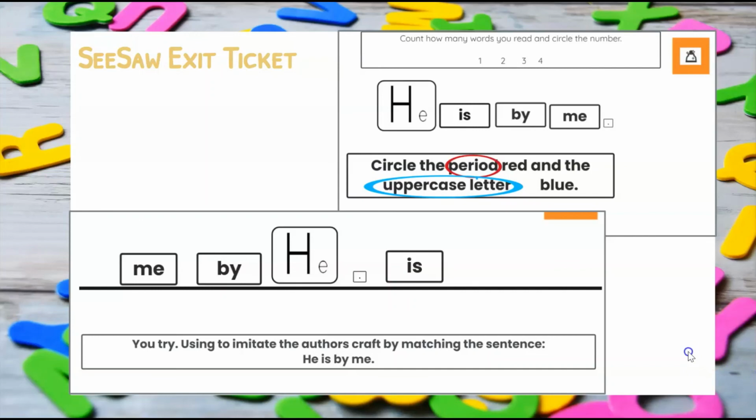In Seesaw, you're going to take a try at some word awareness and count the words in the sentence, find the period and the uppercase letter, as well as put the sentence back together.